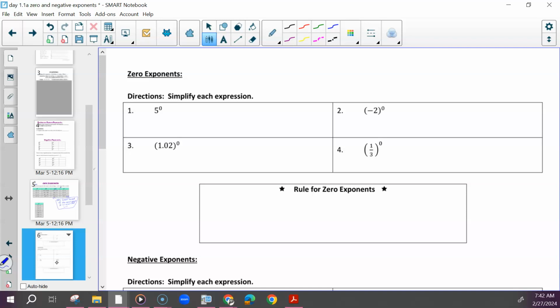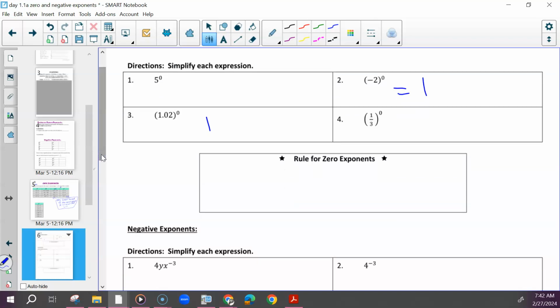So then 1.02 to the 0 power is 1. Negative 2 to the 0 power, 1 also. If I didn't have parentheses, okay, great. So if you want to rewrite the rule from the previous page, anything to the 0 power is 1. You could put an asterisk, see previous page for the negative bases or 0 power.